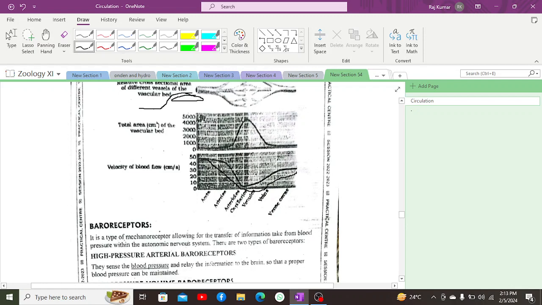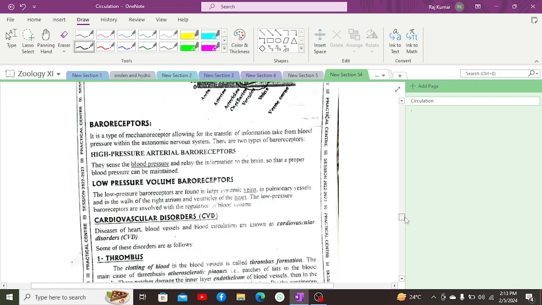Coming to baroreceptors, we are going to discuss them right now. Baroreceptors are a type of mechanoreceptors which allow the transfer of information from the blood pressure within the autonomic nervous system. There are two types of baroreceptors: high pressure arterial baroreceptors and low pressure volume baroreceptors.